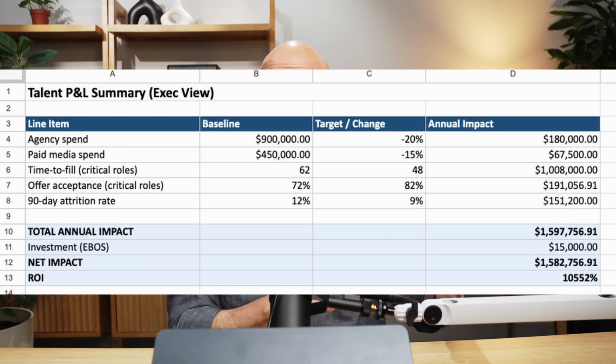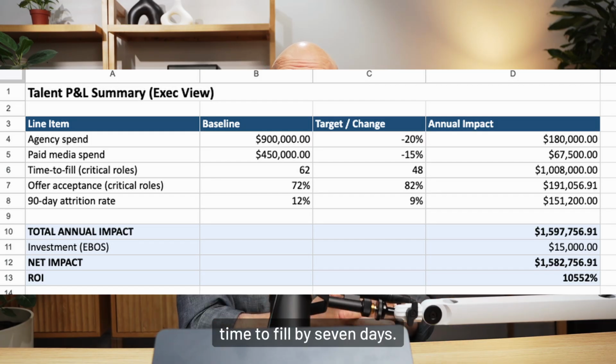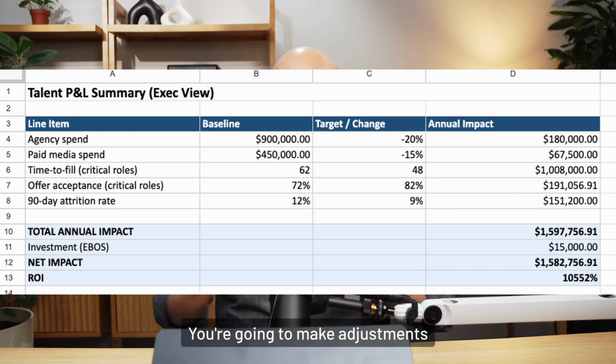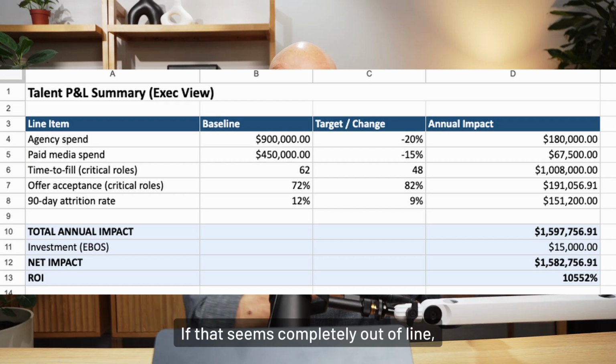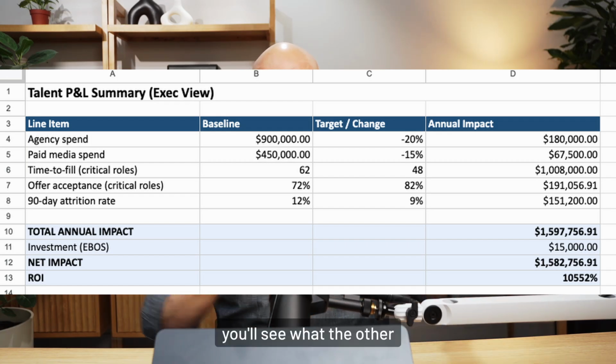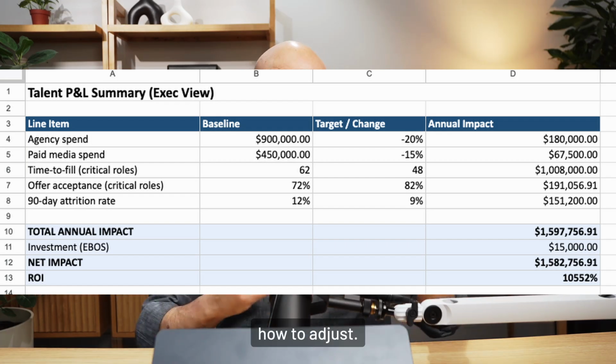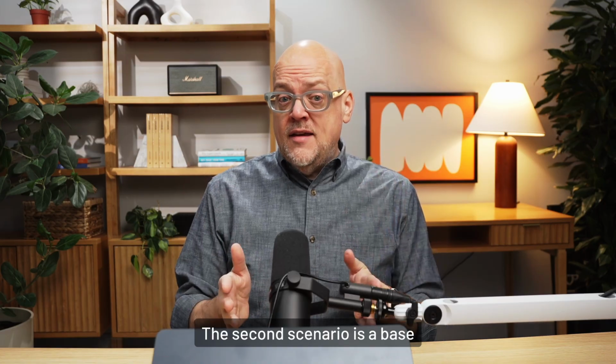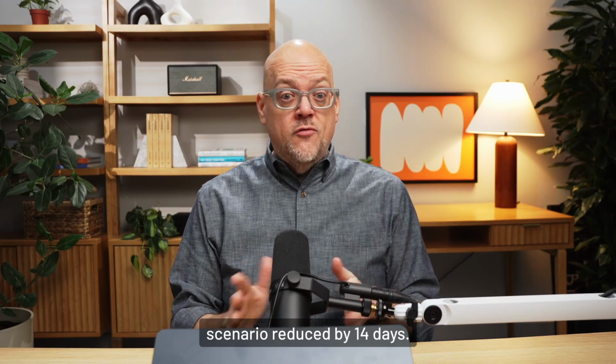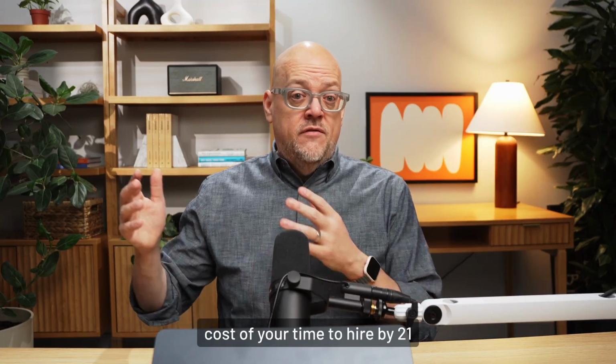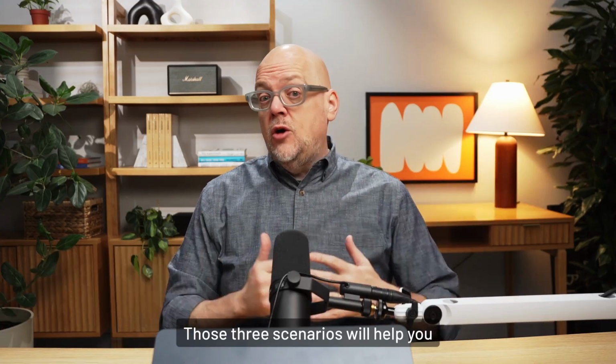The first is conservative. You're going to reduce time to fill by 7 days. Okay? And you're going to make adjustments depending on your industry. If that seems completely out of line, you'll see with the other scenarios how to adjust. The second scenario is a base scenario, reduced by 14 days. Simple. And the third is an aggressive scenario, reducing your time to hire by 21 days. Okay. Those three scenarios will help you understand where we are attacking?